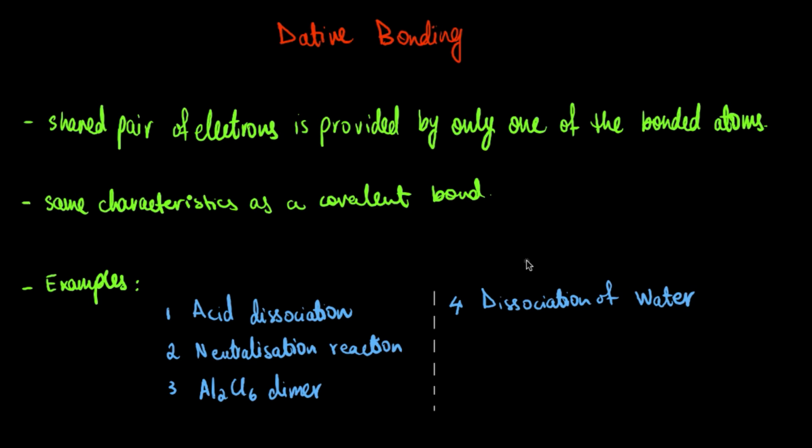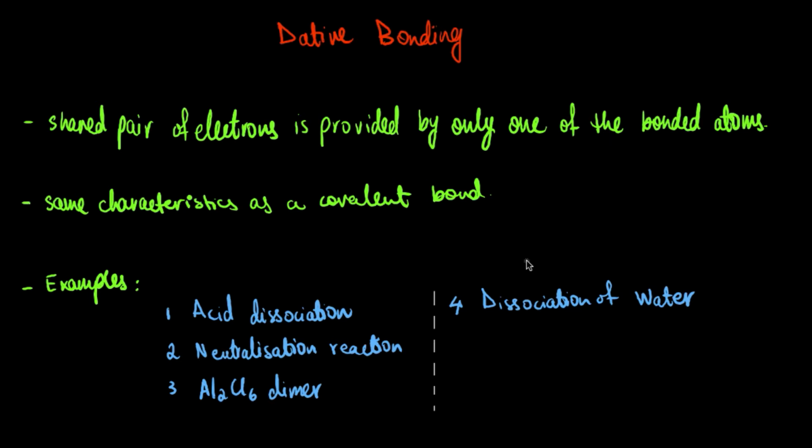Now by bonded atoms we mean that one atom will be a donor of electrons and the other will be an acceptor of electrons. When a dative bond is formed, it will basically display the characteristics of a covalent bond. So even though it's a different type of bonding, the chemical properties will somehow remain the same as that of a covalent bond.